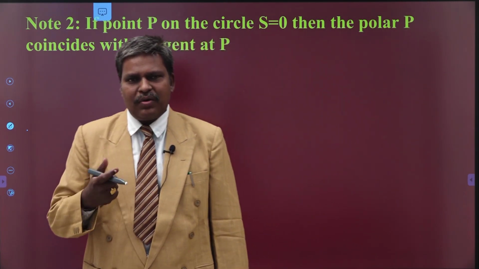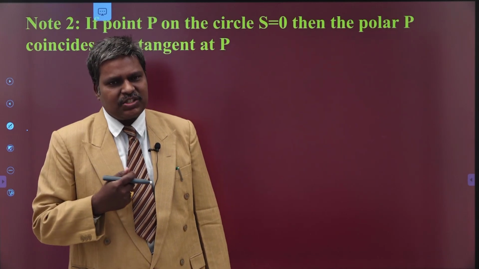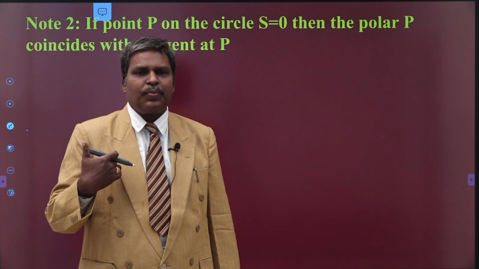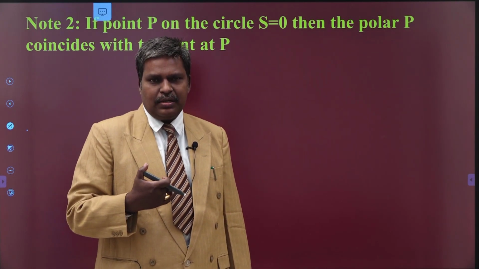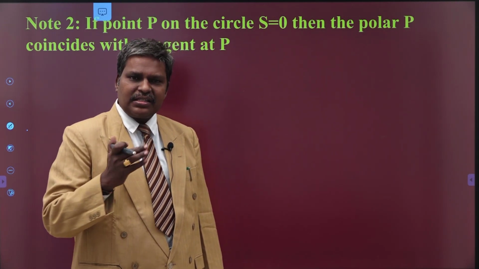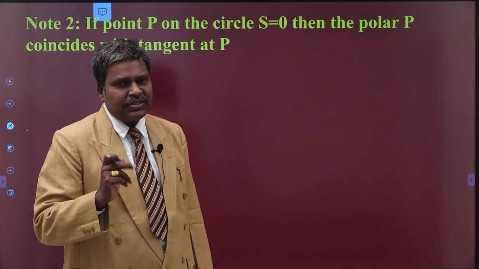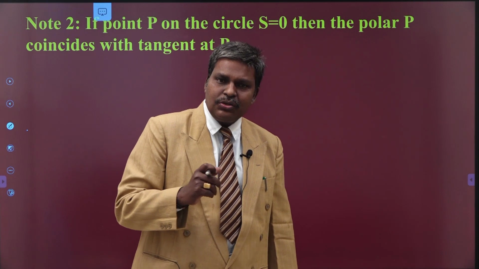That is why both equations are S1 equal to 0. So polar becomes the chord of contact when your point P is outside the circle. So polar and chord of contact are the same when your point is outside of the circle. That is why both equations are the same, that is S1 is equal to 0.